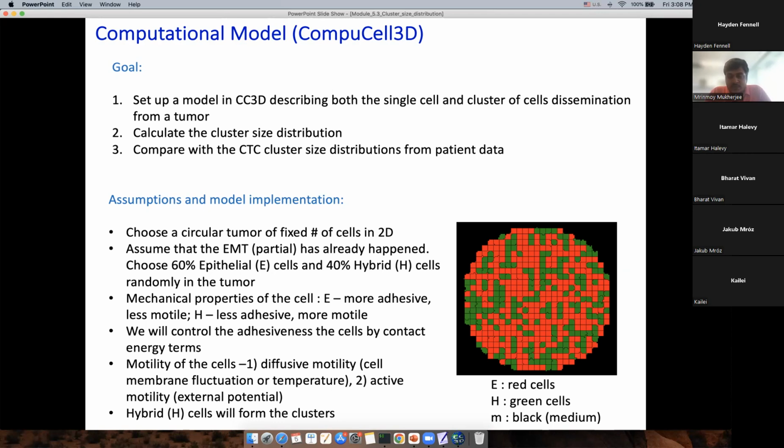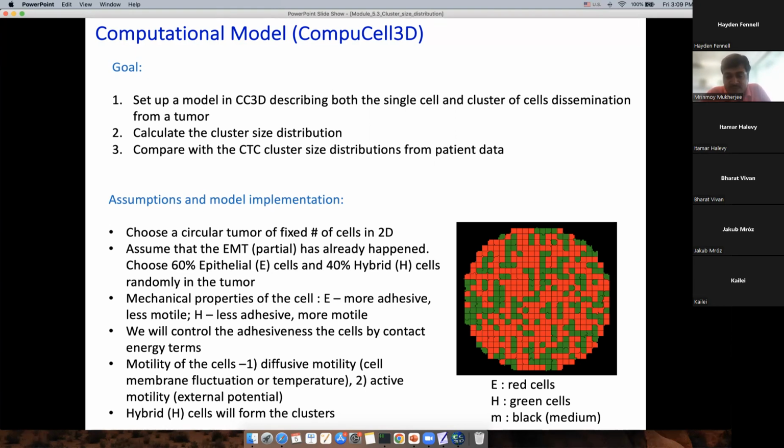And we put the epithelial and hybrid nature into the cells by their adhesion property and the migration property. As you know, in CompuCell3D or the CPM model, the adhesion property is included by the contact energy term, and we add the motility term in two different ways. First, the diffusive kind of motility, that means only the membrane fluctuation or the temperature term. Later, we add some active motility, that means we add some external potential to the cells.